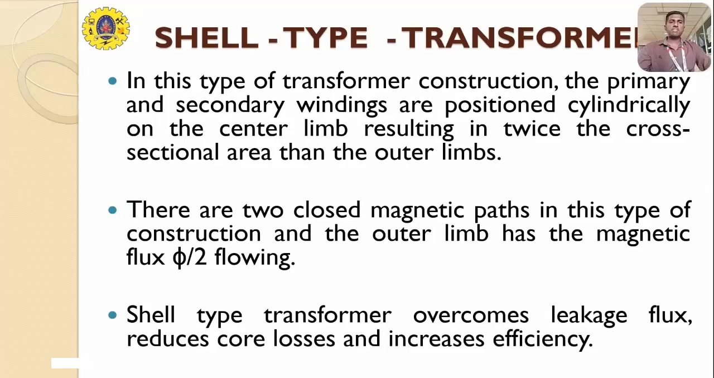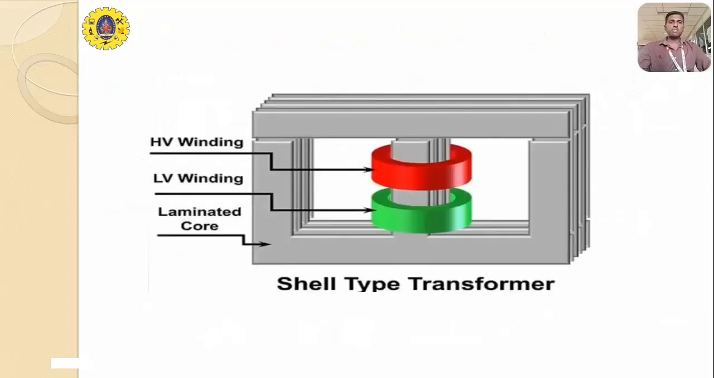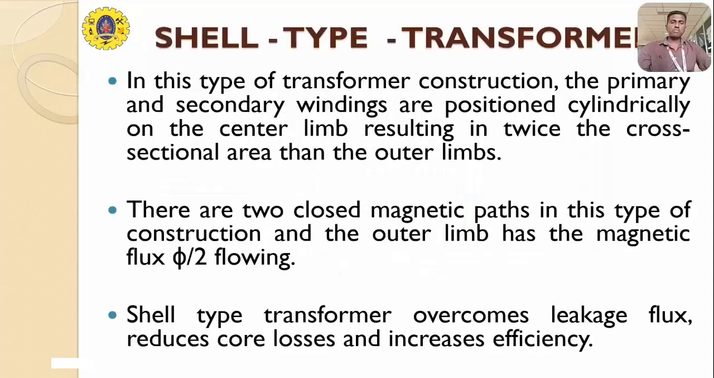The second type is the shell type transformer. In this shell type transformer, both the windings are wound on a single leg of the iron core. Due to this, the magnetic flux losses will be highly reduced, whereas the heat generated will be more compared to the core type transformer. In the shell type transformer, the primary and secondary windings are positioned cylindrically on the center limb.